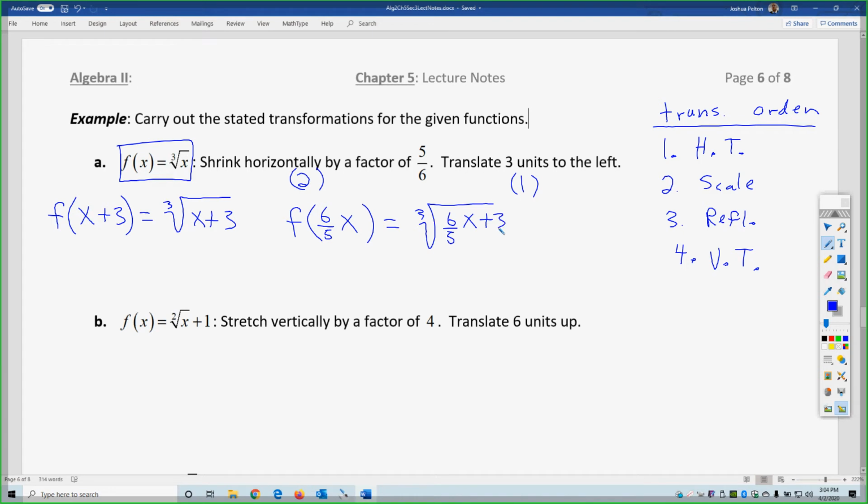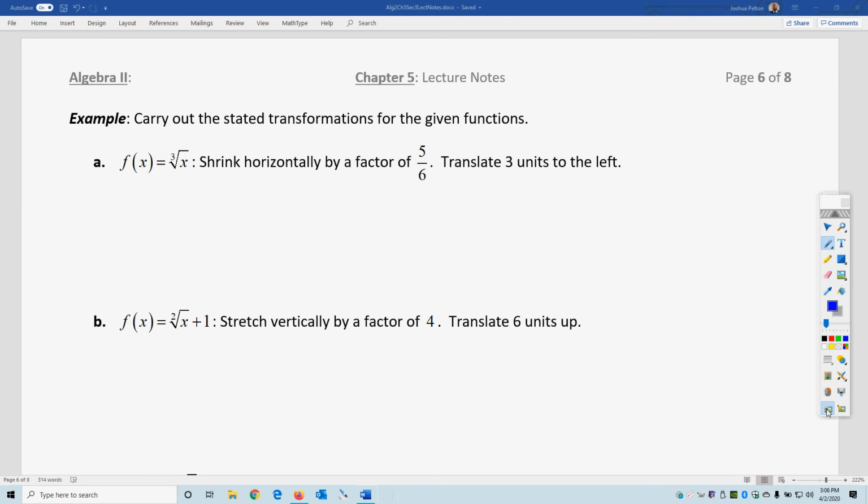So our new function, which we'll call g of x, you can call it anything you want, h of x, whatever you want, is the third root of 6x over 5 plus 3. That is the new function after both transformations are done. Okay, let's move it up. Try 2 more problems.